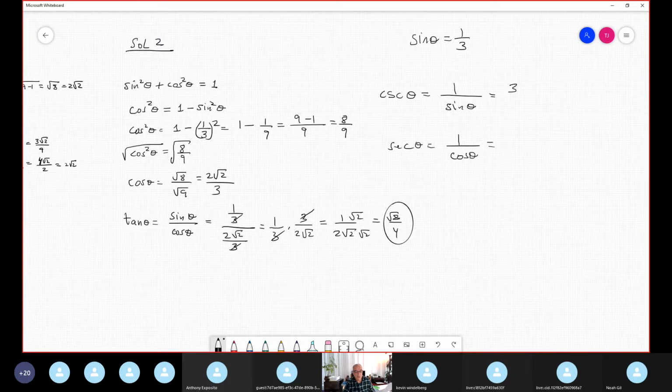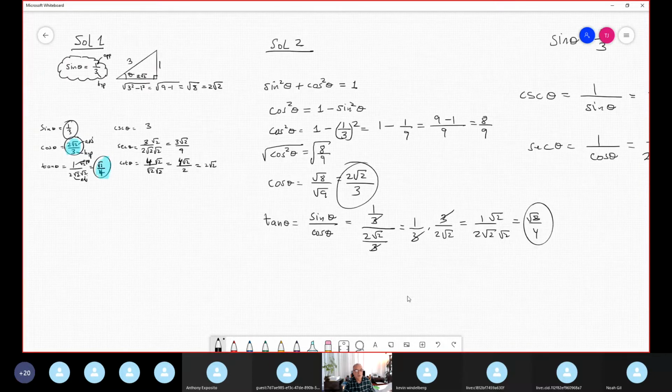Cosine is this guy. Entonces 3 over 2 radical 2. Rationalize, radical 2, radical 2. Es 3 radical 2 divided by 4. Let me check it. Yes, it's correct. Look at it.